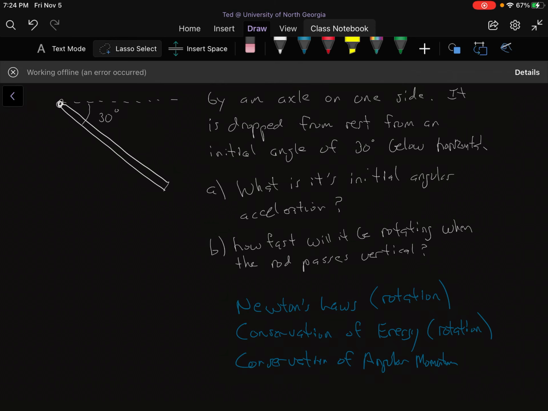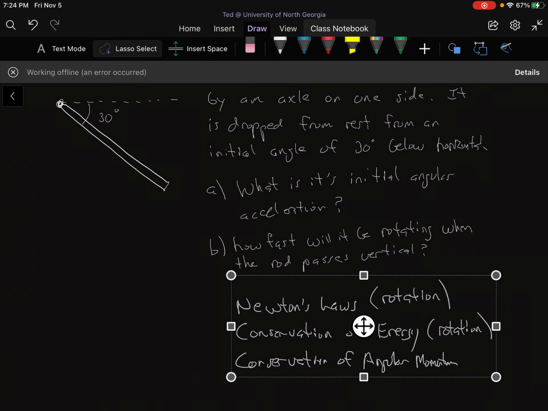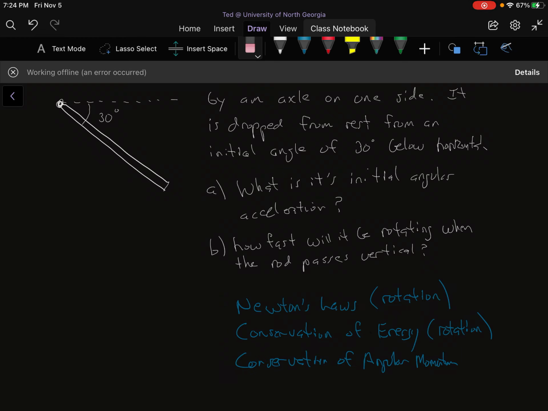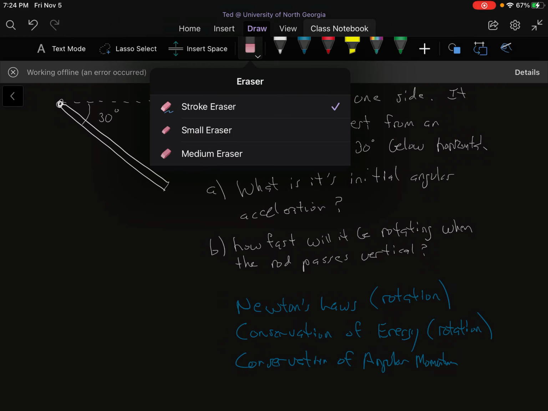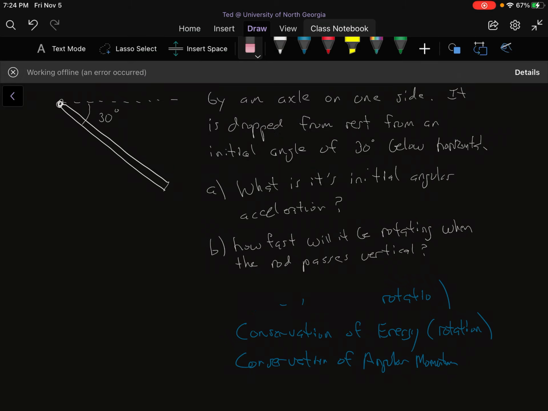All right, so for part A, we're going to use Newton's laws. For part B, we're going to use conservation of energy. And there's just a lot of stuff happening this week. It is, in many ways, the biggest quiz of the semester. It is also, in many ways, a review of what we've done all semester, because there's really nothing new here. We're just doing the same stuff we've done before, but with rotations. All right, well, let's take a look at part A.